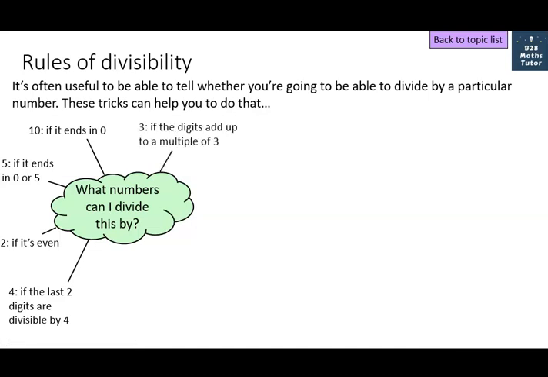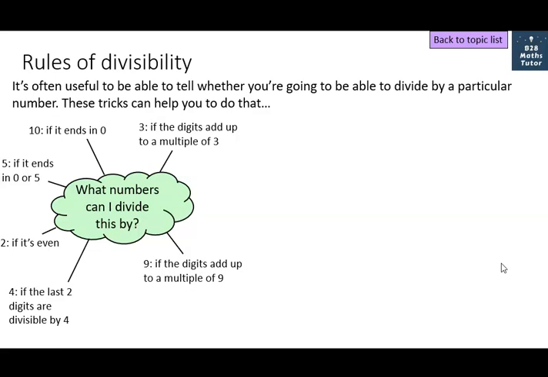Next, we have 3. If you add up all the digits of the number and they add up to a multiple of 3, a number in the 3 times table, then the whole number will divide by 3. And the same rule works for 9 as well. So if the digits add up to a number in the 9 times table, then the whole number will be a multiple of 9.